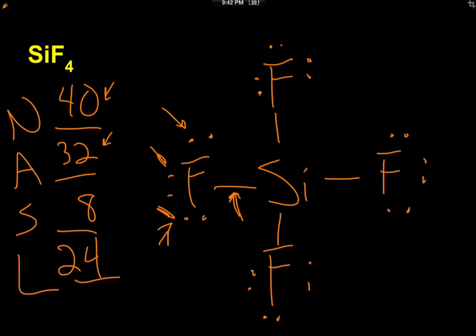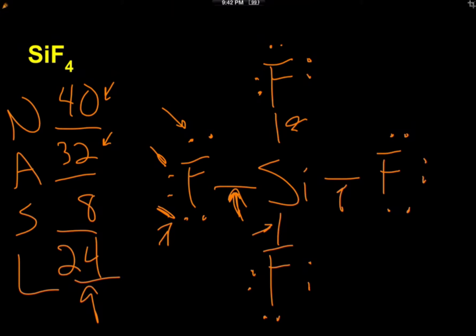And then the silicon has 1 bond, 2 bonds, 3 bonds, 4 bonds. There's your 8 around the silicon. So all the atoms have satisfied the octet rule, and we've taken care of all of the electrons that we started with, no more, no less. So that's the Lewis structure.